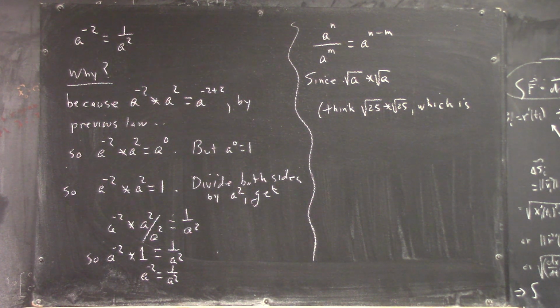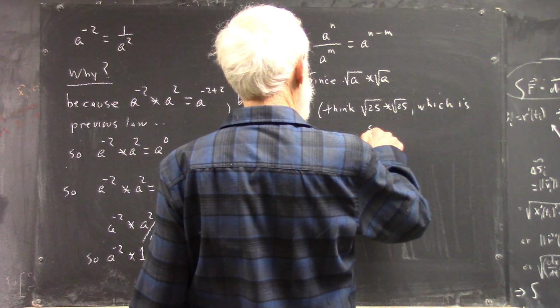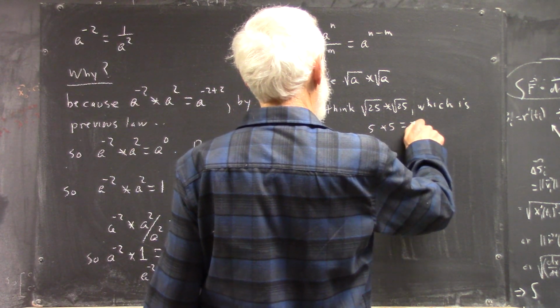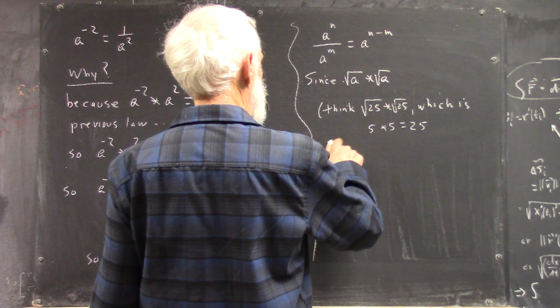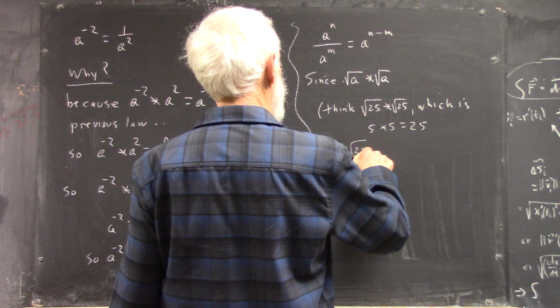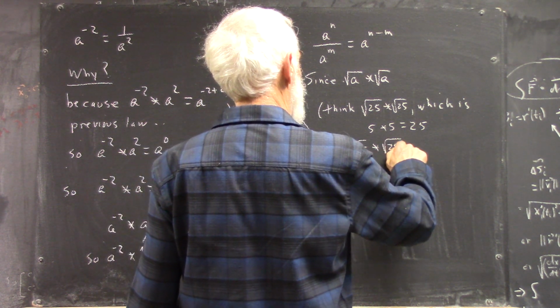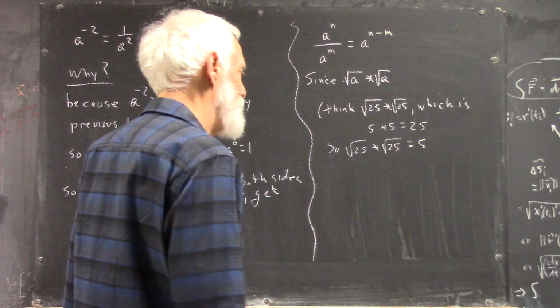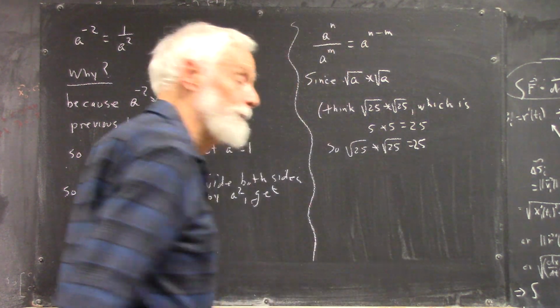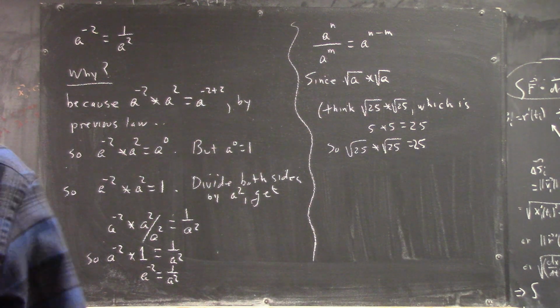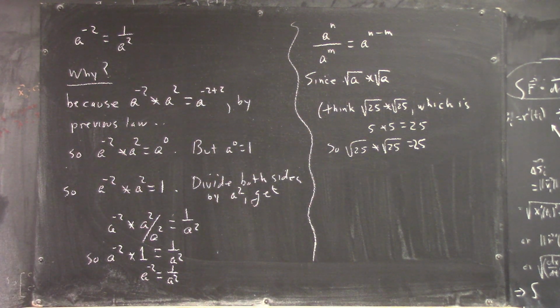Okay? Square root of 25 equals 5, because 5 times 5 equals 25. Right? Okay, that's what a square root means. How did you know that the square root of 25 was 5? You knew that because you know 5 times 5 is 25, right? Square root of a number is a number you multiply by itself to get the number.